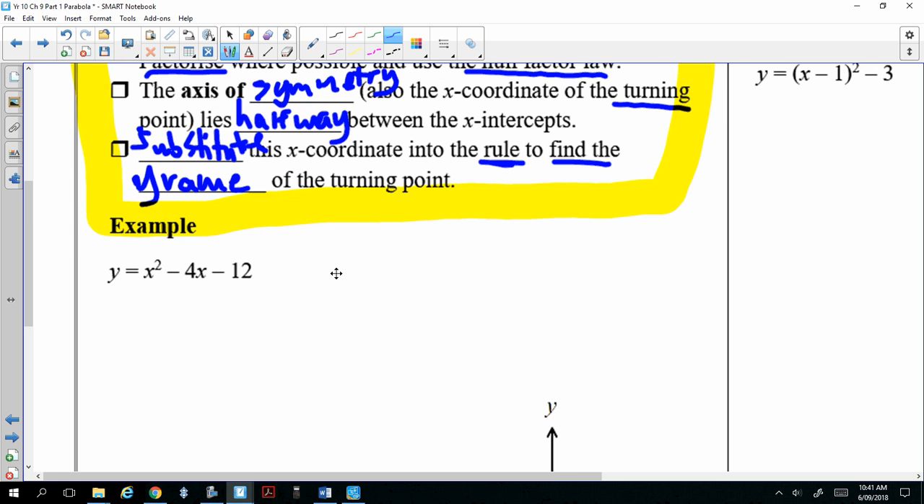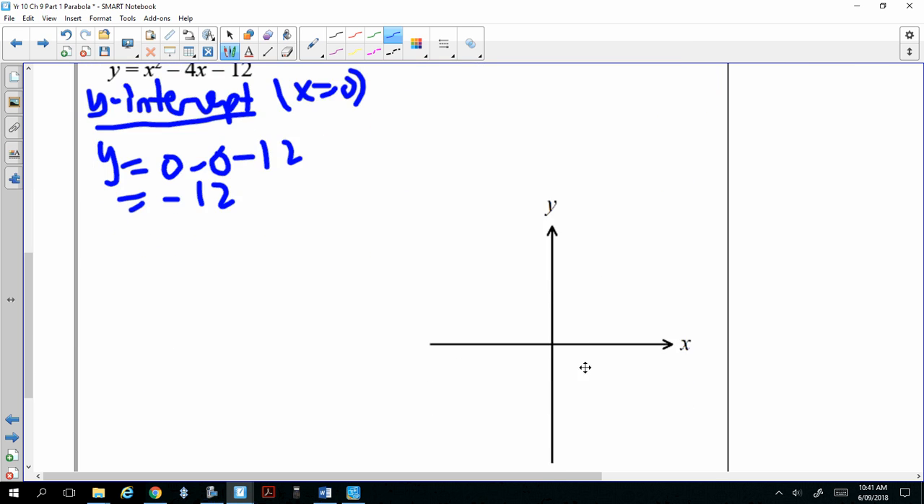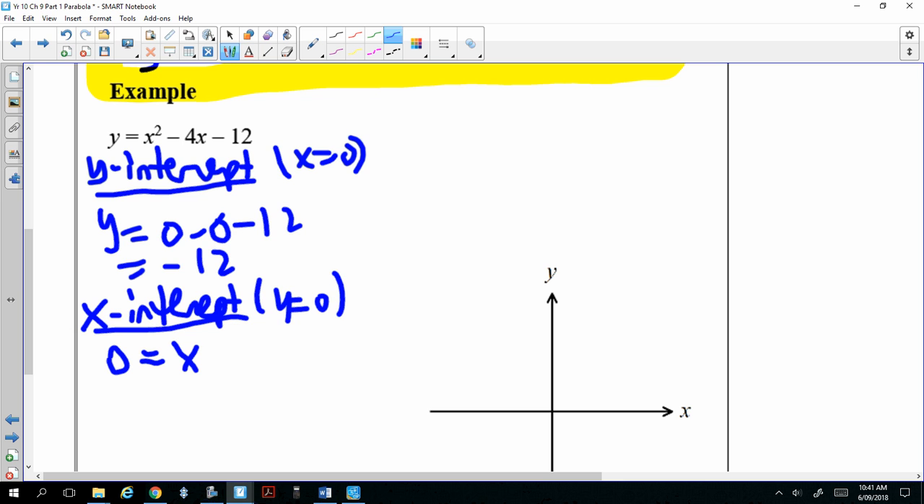Let's find the y-intercept. That's the easiest one to find, which is -12. x is 0, y equals 0 minus 0 minus 12, which is -12. That's your y-intercept, so you will label it there at some stage. And then we're going to find the x-intercept. To find the x-intercept, we'll put in y equal to 0. So you put 0 equal to x squared, which you have to factorize, and then use the null factor law to find out the x values.